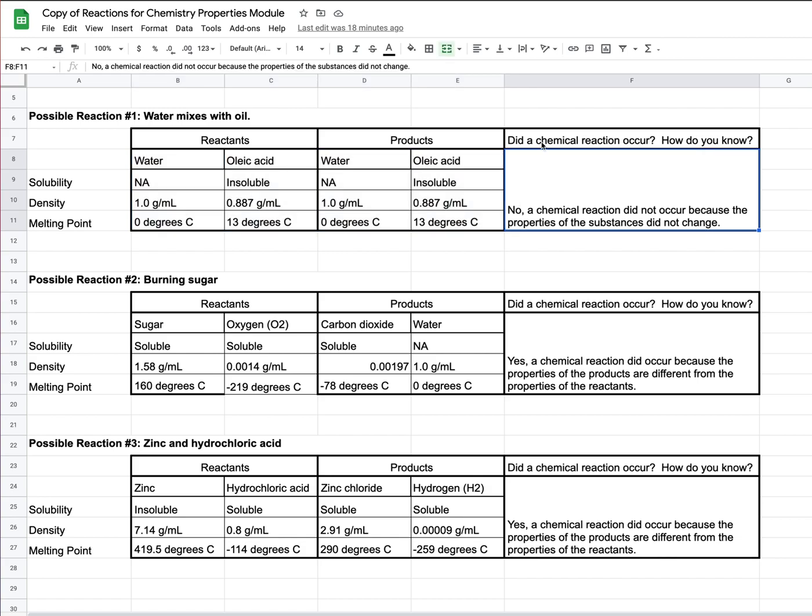So, interpretation, does a chemical reaction occur? How do you know? No, a chemical reaction did not occur. The properties of the substances did not change. Water still was water, same density, same melting point. Oleic acid, same density, same melting point.